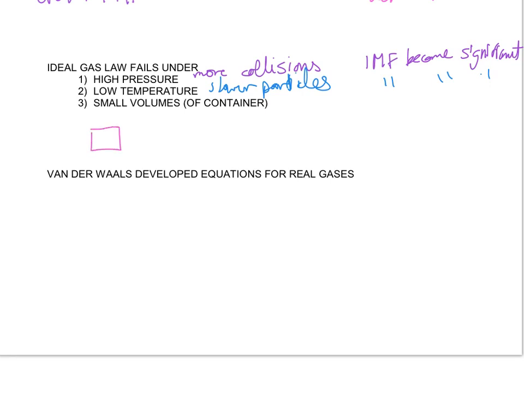So if you have a container that's pretty small and you have a bunch of gas particles in it compared to a much larger container with those gas particles in it, if you have a large container, the volume of those gas particles is negligible compared to the volume of the container. But here, the volume of the gas particles becomes significant compared to the volume of the container. So at small volumes, the volume of the gas particles themselves becomes significant.